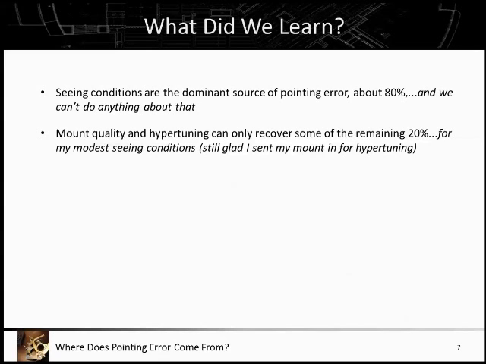Mount quality and hypertuning, as much benefit as they can provide, for me, it's only going to help me recover some of the remaining 20% of the error for my seeing conditions. Now, if I lived in an area like Arizona or on a mountain where seeing conditions were much better, then the mechanical sources would appear to be much more prominent in the total pointing error, and maybe that's a legitimate argument for spending more money on a mount or going out of the way to have it hypertuned.